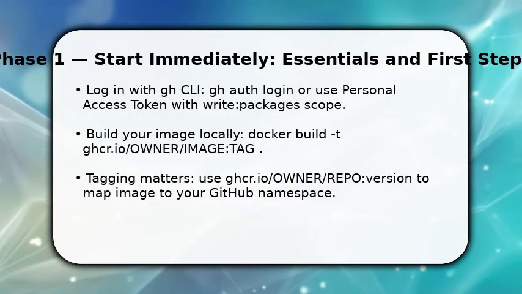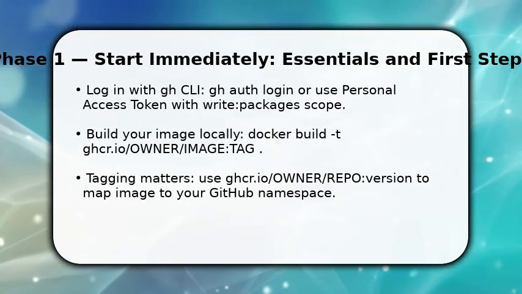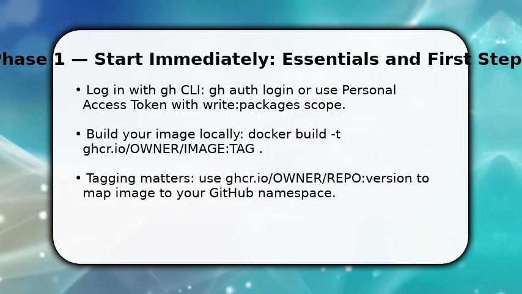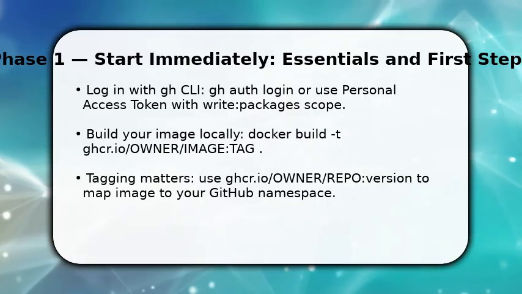You begin by authenticating. This gives GitHub Container Registry permission to accept your image. Use gh auth login or export a PAT with write:packages. Once done, log into Docker with GHCR credentials.